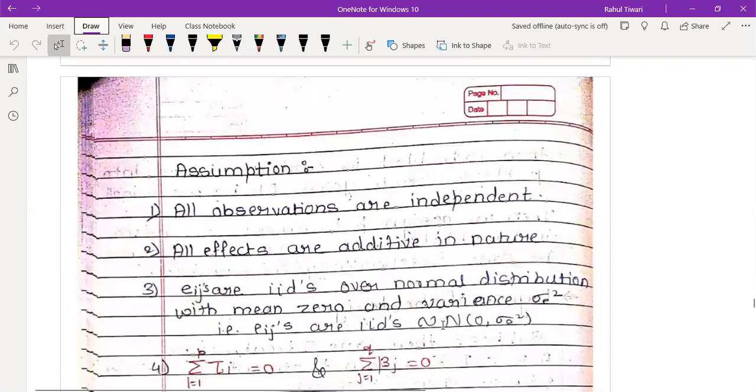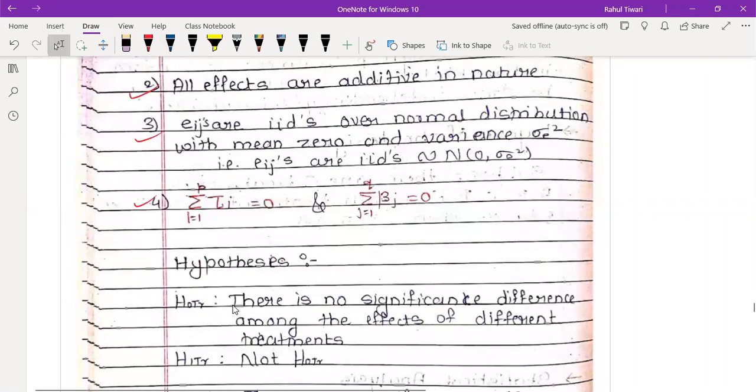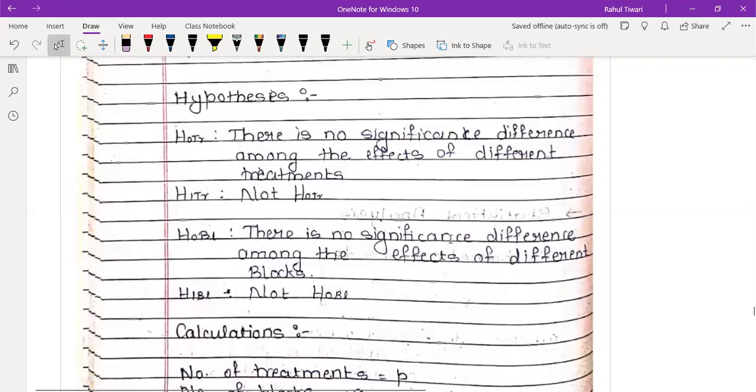Then all assumptions are the same, which we have studied in the case of two-way ANOVA, so you can just copy them as they are. In two-way ANOVA, you assumed the sum of alpha i and the sum of beta j are equal to 0. Here you have to assume the sum of tau i and the sum of beta j are equal to 0. Conditions are the same. Instead of alpha, we are assuming tau i. Again, there are two hypotheses, as usual, the hypotheses we have seen in two-way ANOVA: effects of different treatments and effects of different blocks.